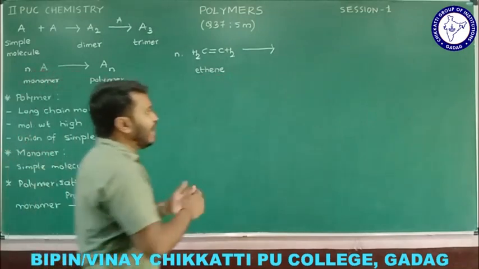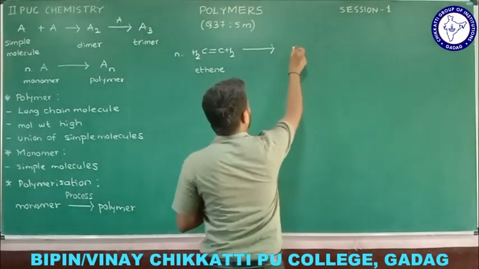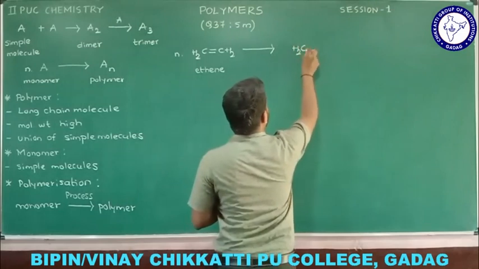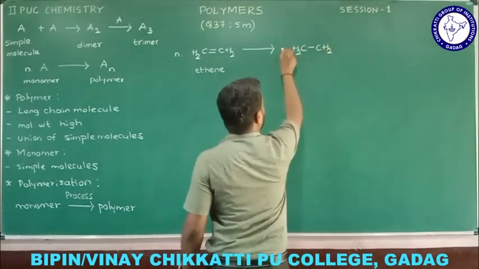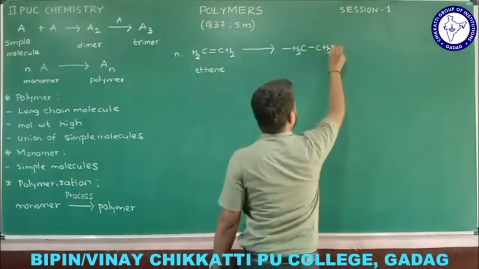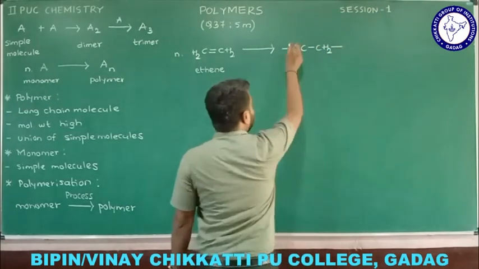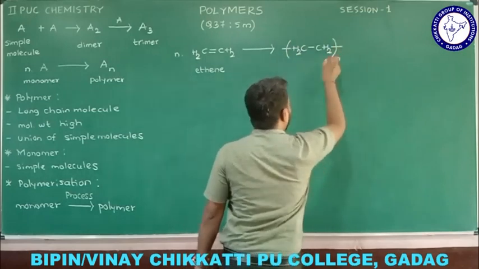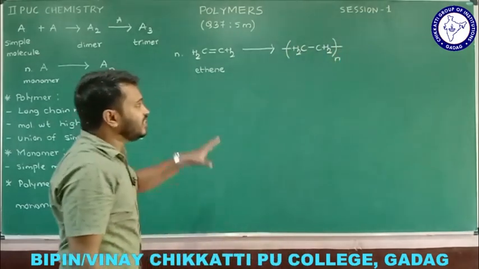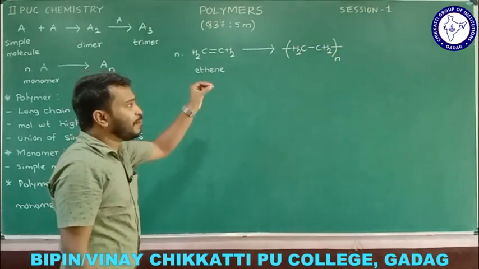The polymer I am going to write here, just see. So here I am going to write CH2-CH2 with a single bond, and on the left hand side I will draw a bond, and on the right hand side also I am going to draw a bond, and you place a bracket like this, and as a subscript, below, you should write n. This is the way to represent a polymer.